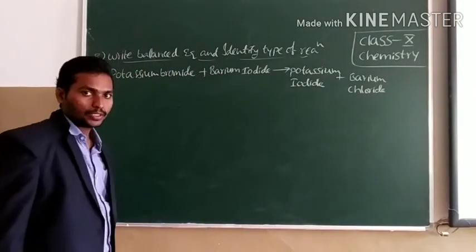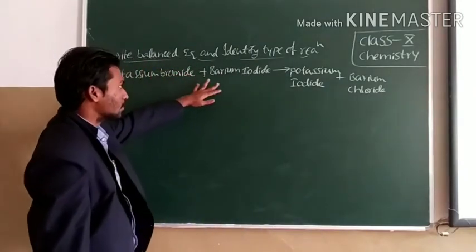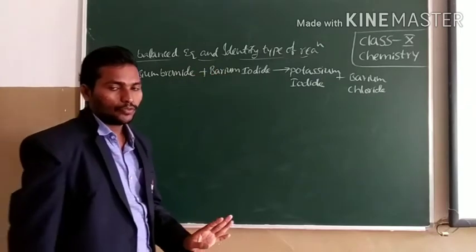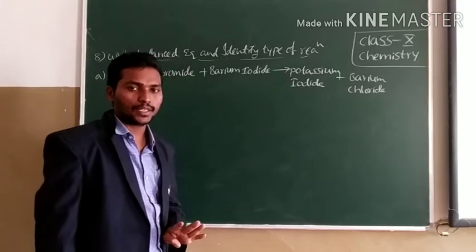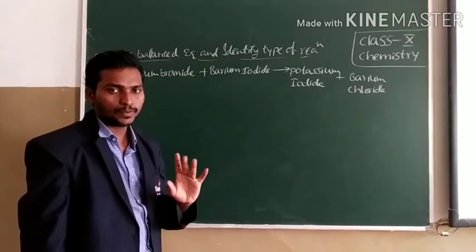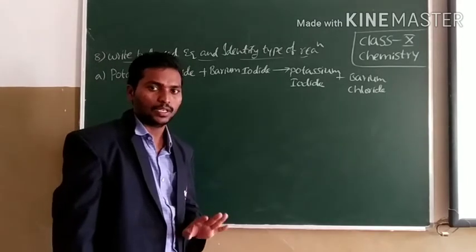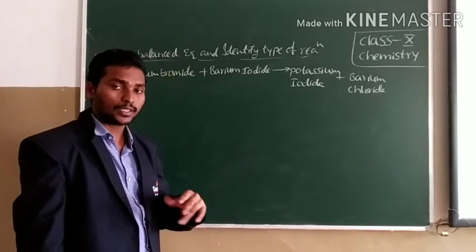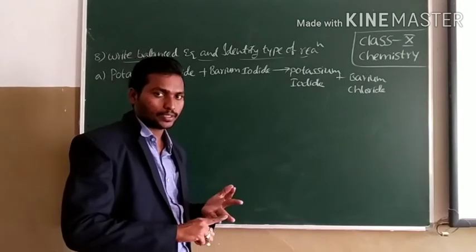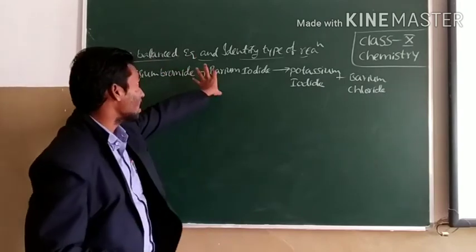What we want to do, children, is balance the equation and identify the type of reaction, because we have discussed 4 types of chemical reactions: chemical combination, chemical decomposition, chemical displacement, and chemical double displacement reaction. Chemical double displacement reactions are again classified into 2 types: neutralization reaction and precipitation reaction. First, let us write the balanced equation of this.